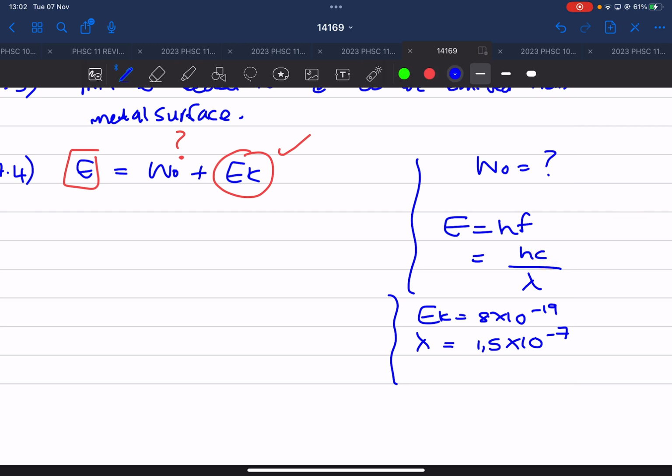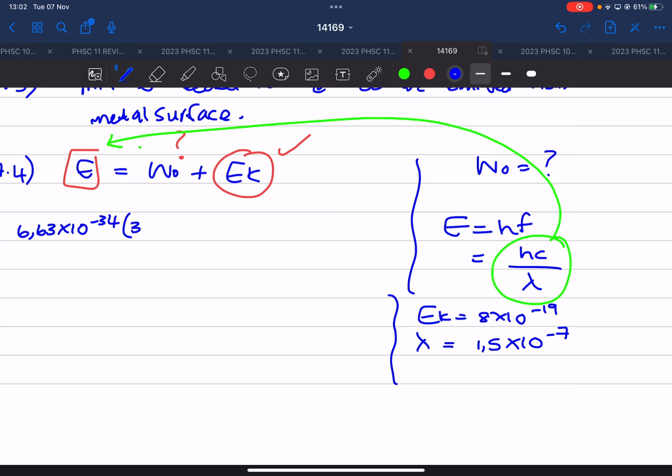Oh yes. Okay. So, we have, I'm going to substitute that in E's place. That H is a constant 6.63 times 10 to the power negative 34. C is 3 times 10 to the power 8. And the wavelength we just chose. The work function we want to get. And the kinetic energy we just chose.